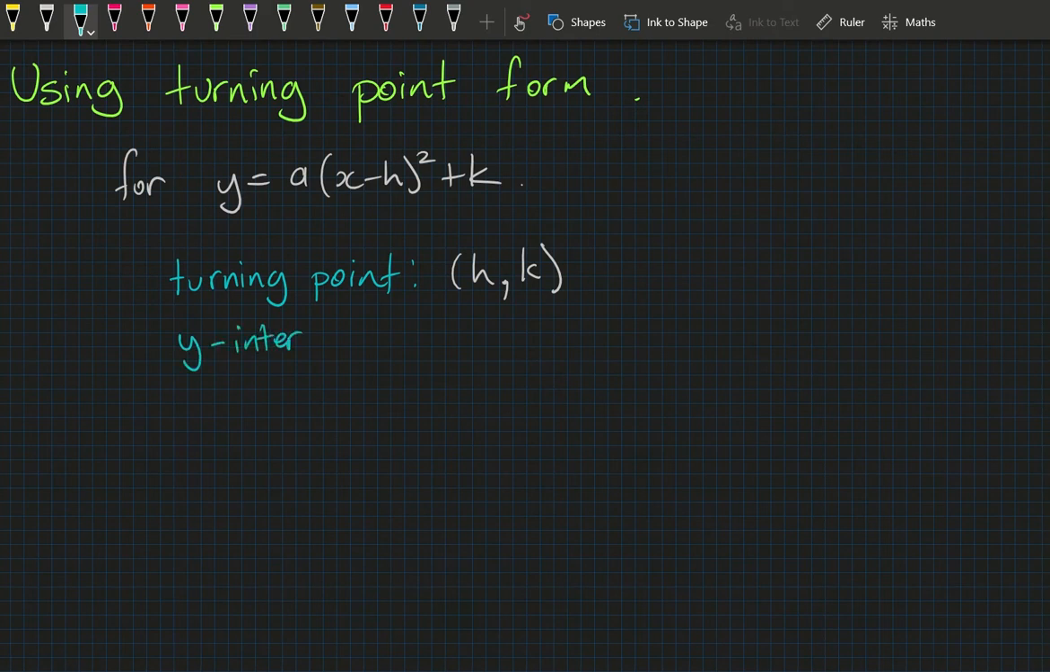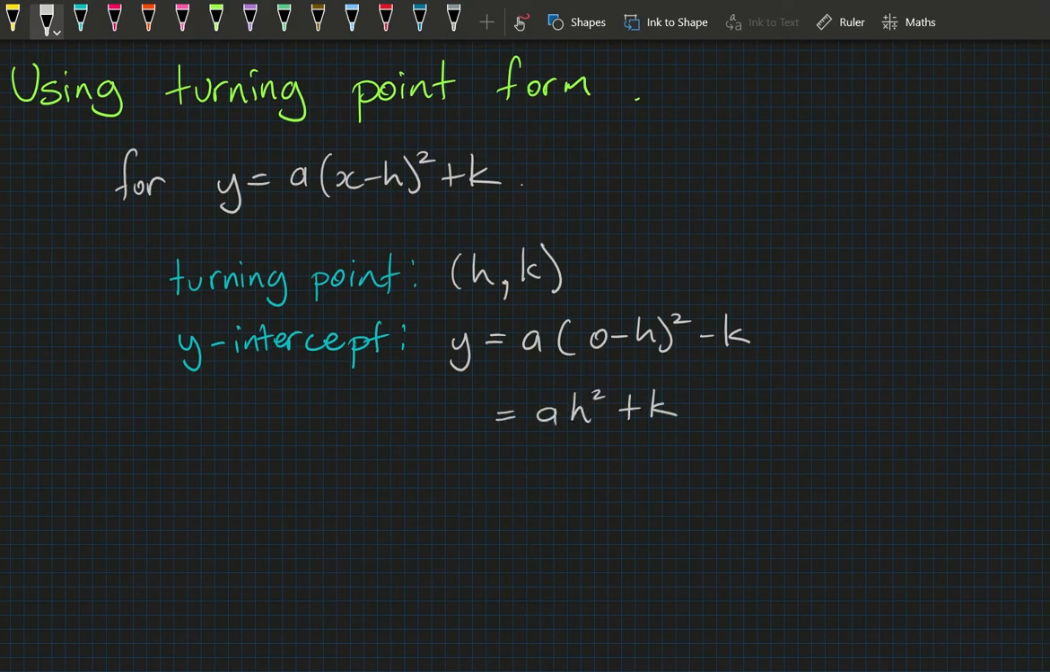And the y-intercept is just where x equals 0. So that's y equals a times (0 minus h) squared plus k. And expanding that, we end up with a times h squared plus k. All right, so let's just move straight into example 4, where of course we're going to be graphing based on some quadratic rule.